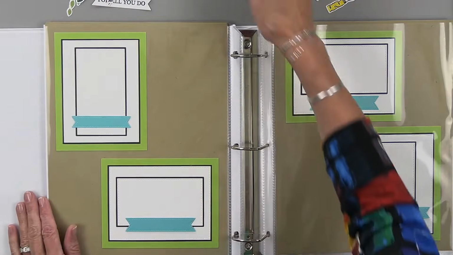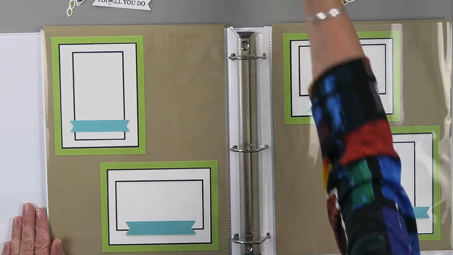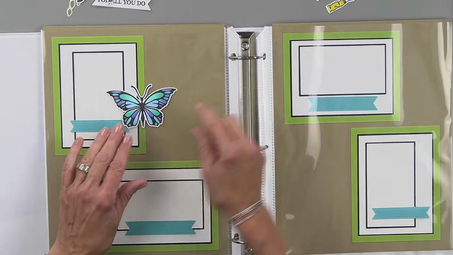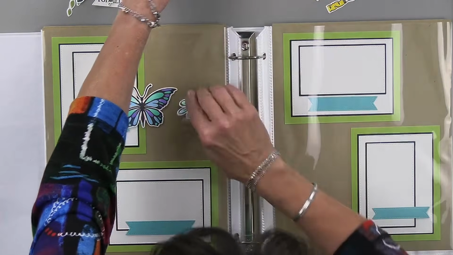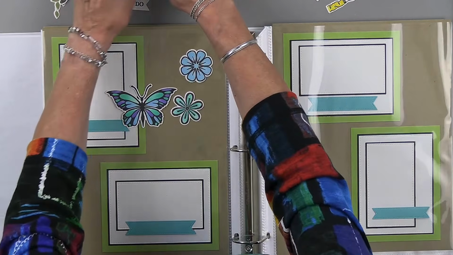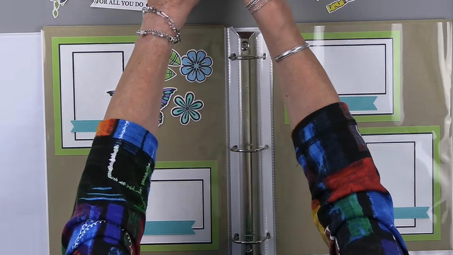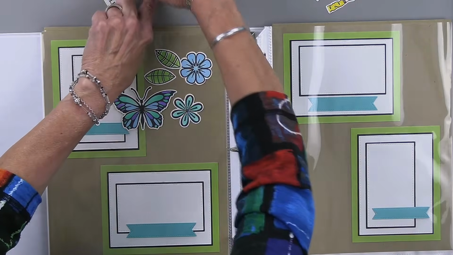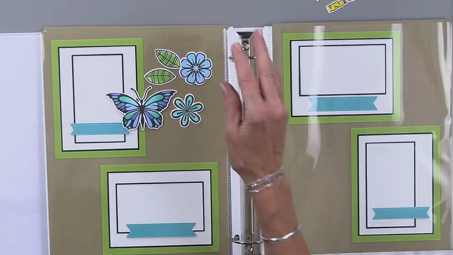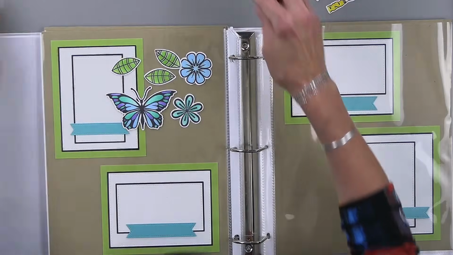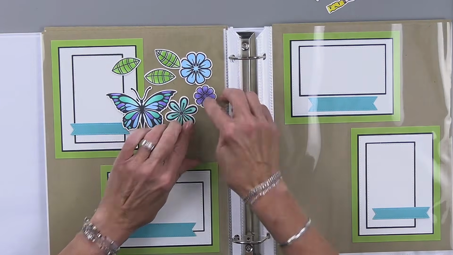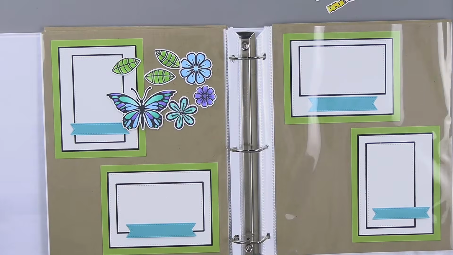Now, another card idea that I had was this butterfly and some of these fun, funky flowers and leaves. Let me pull all these in. I've got pieces everywhere. And here's one more. So these I cut out from this set called, let me find it for you. Where is it? Here it is.